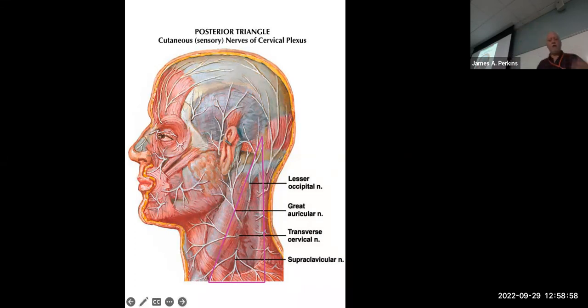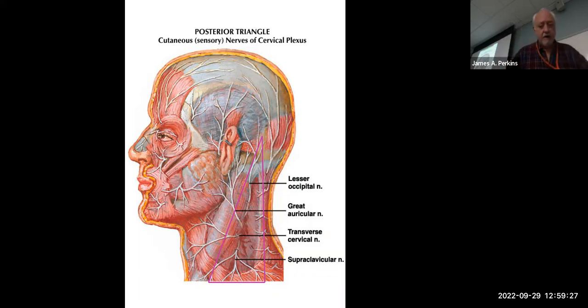And the main thing that you see here that we were trying to find on Tuesday were branches of what's called the cervical plexus. I'll come back and talk in a little more detail about the cervical plexus later in today's lecture, but it's basically just a group of sensory nerves derived from the first 4 cervical spinal nerves. So C1 through C4 all contribute to this thing called the cervical plexus.